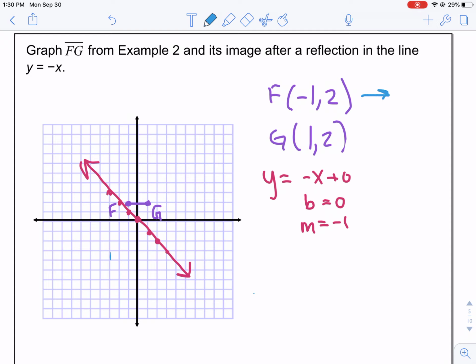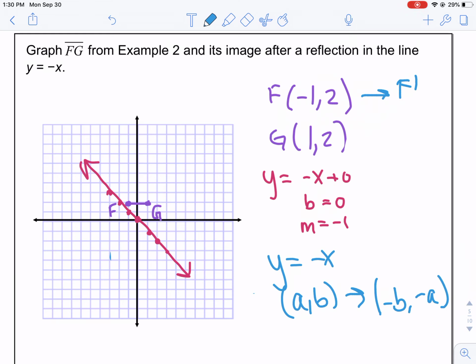If I want to find F prime, I apply the rule for the line y equals negative x. When we go back to that page before, if we're graphing y equals negative x, the rule is that (a, b) becomes (negative b, negative a). So I flip my point, so it becomes 2, negative 1, and then we change the sign on both of them. So it's actually negative 2, positive 1.